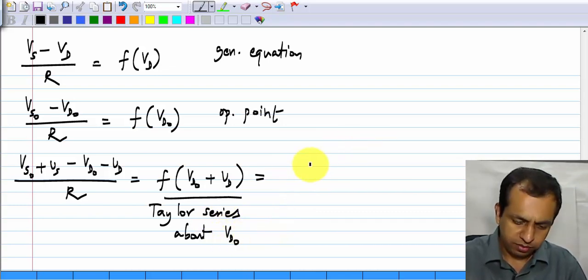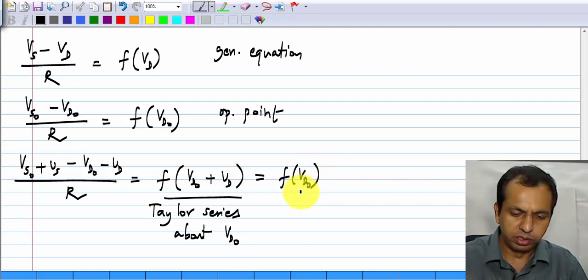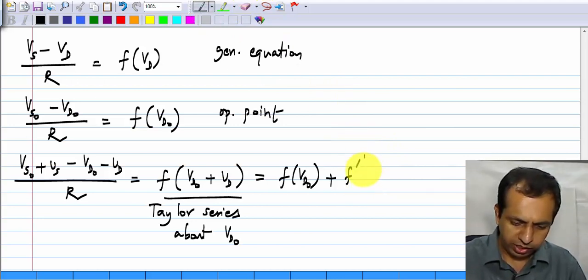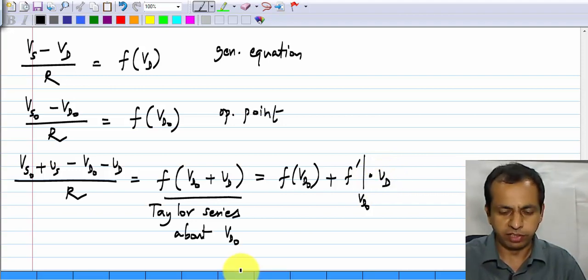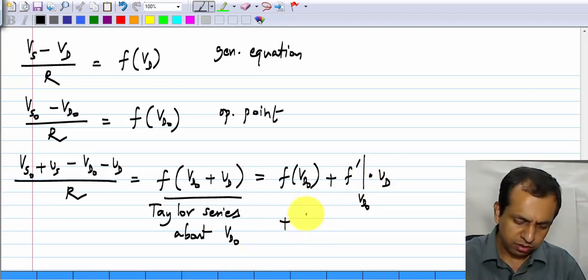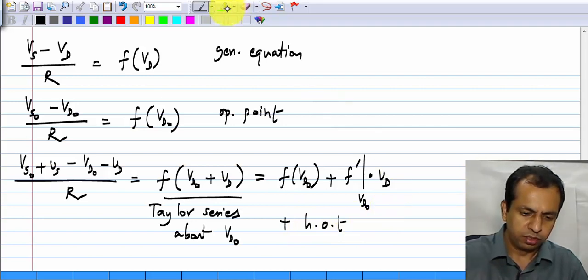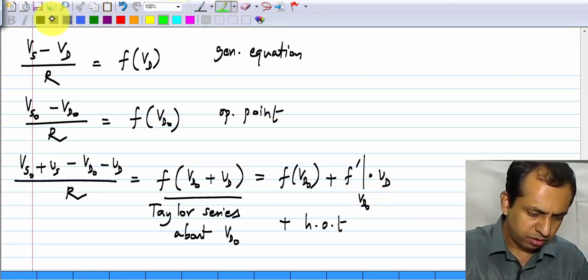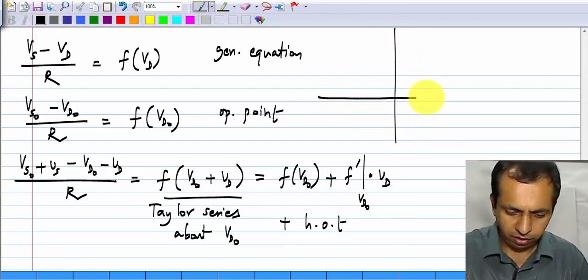And what do I get? I will get the function at the operating point plus the first derivative calculated at the operating point times this increment vd, plus higher order terms. Because I am going to neglect these, I am not including them. Now, what does this mean? We have already seen this in the graphical solution.